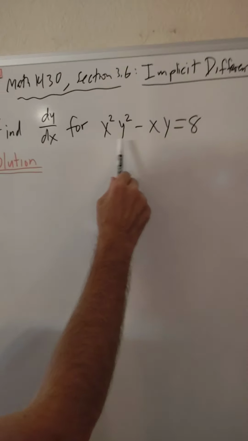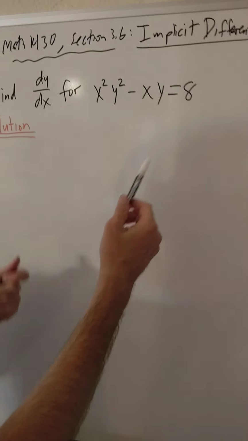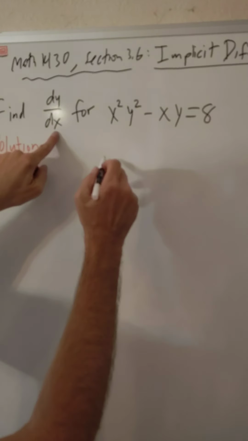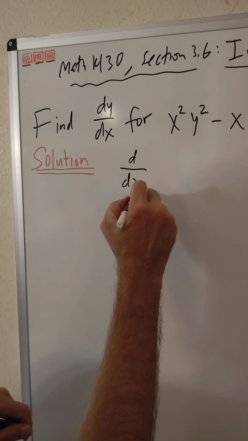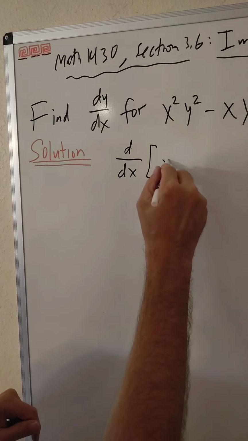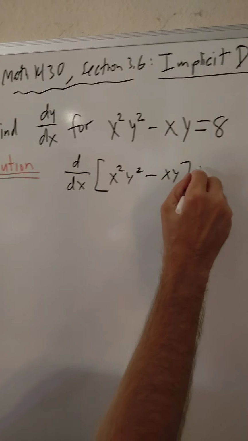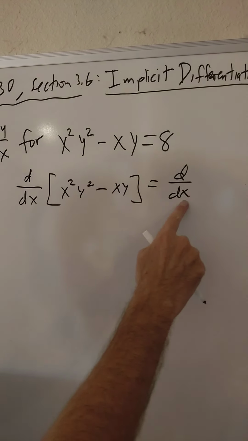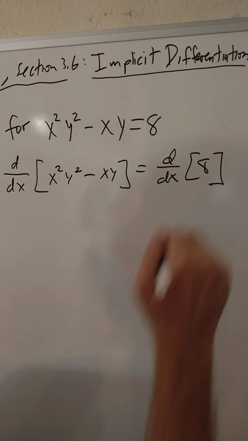We're just going to go term by term, because the derivative of a difference is the difference of the derivatives. So I'm going to take the derivative of this side with respect to x. I'd like to do this as my first step. Let's find d/dx, the derivative with respect to x, of this left-hand side, x squared y squared minus xy. And that's going to equal d/dx, which is just derivative notation, the derivative with respect to x, of the right-hand side.